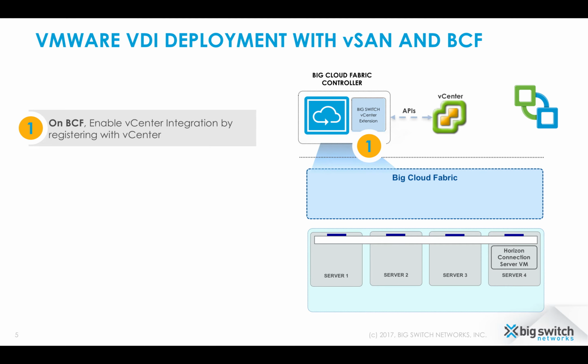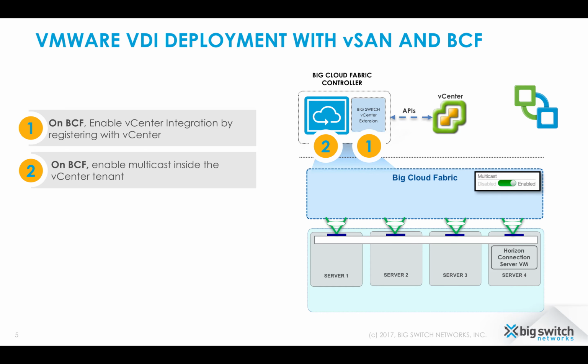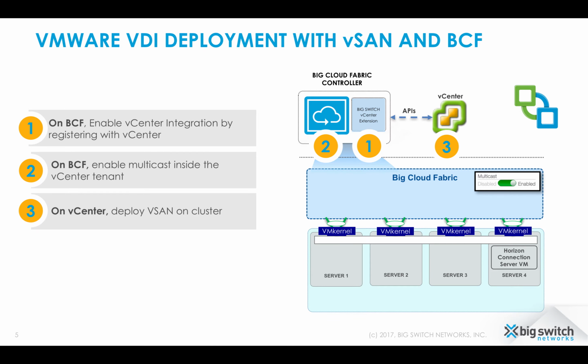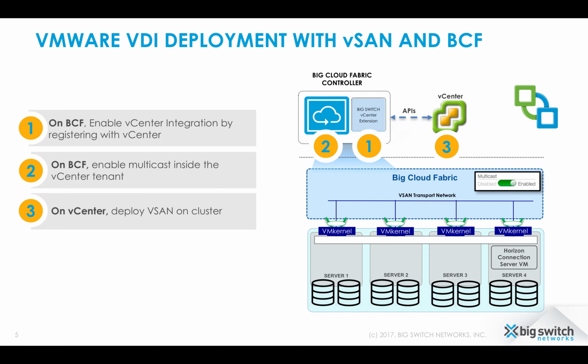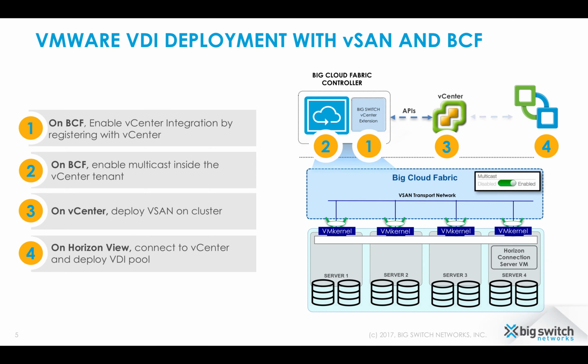VMware Horizon View deployment process on top of a virtual SAN and Big Cloud Fabric is easy. First, we enable vCenter integration on Big Cloud Fabric, after which vSAN nodes are automatically attached to the fabric. Then we enable multicast on BCF tenant for vCenter with one simple knob and deploy vSAN inside vCenter. Note that as soon as VM kernel networking for vSAN is configured, the network is provisioned automatically. Finally, in Horizon View, we will connect to vCenter and deploy our virtual desktop pools.